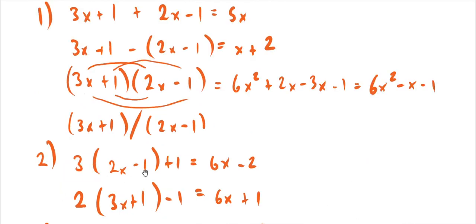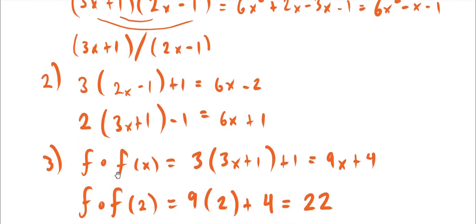For the second one, if I plug g of x into f of x's rules and simplify, I get 6x minus 2. If I plug f of x into g of x's rules, I distribute the 2, I simplify, I get 6x plus 1. And if I compose f with itself, if I plug f of x's rules into f of x, I get 3 times f of x's rules again, 3x plus 1 plus 1. And so simplifying that, I get 9x plus 4. So what is f of 2? Well, just replace this x with a 2, and we get 22.